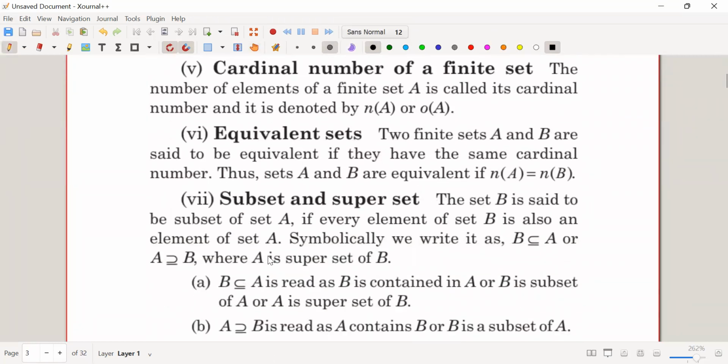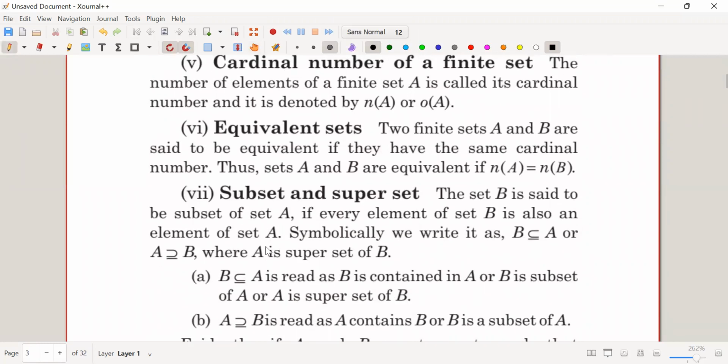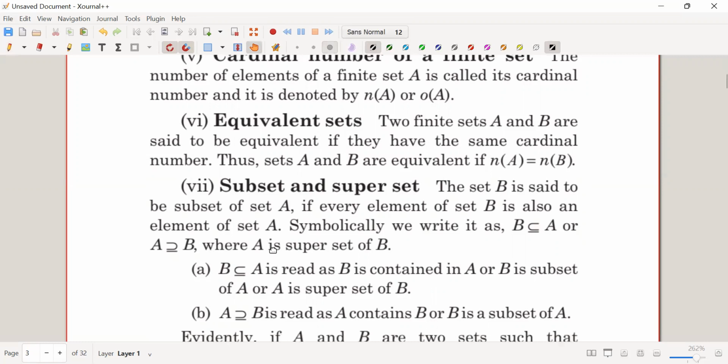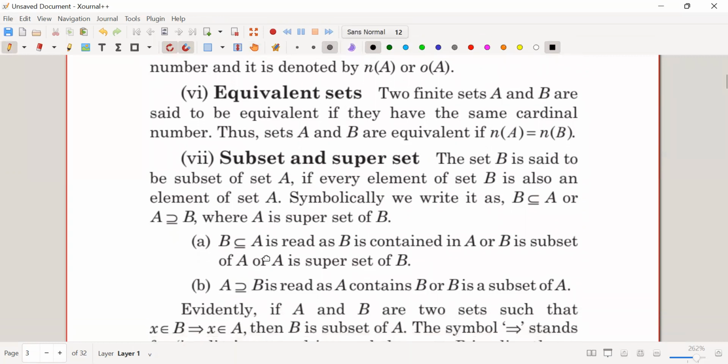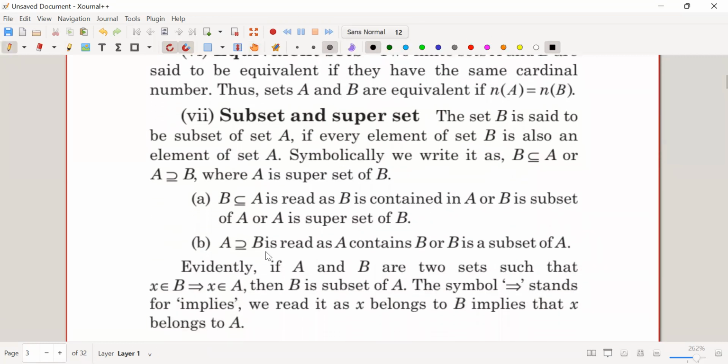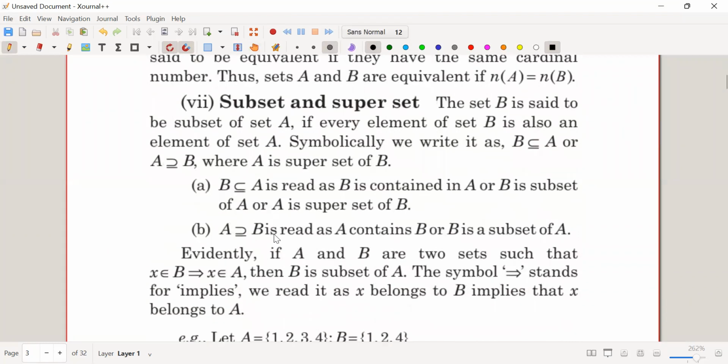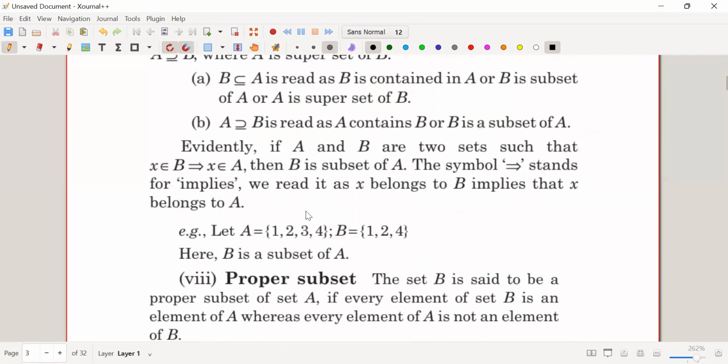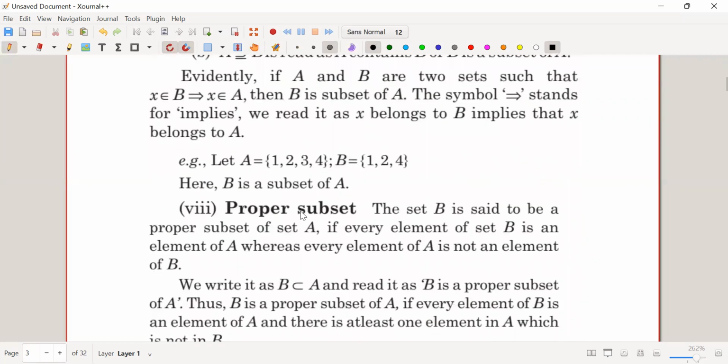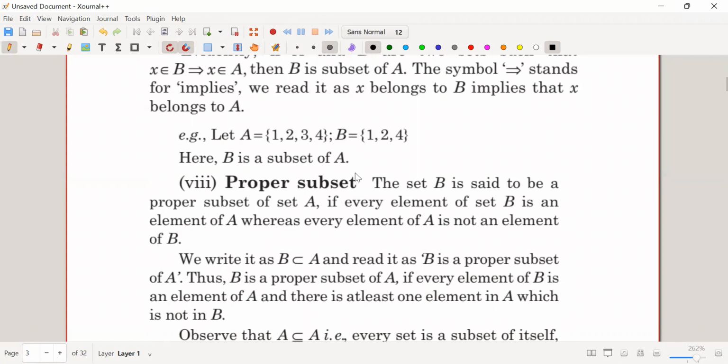Subset and superset. What are subset and superset? If set A contains the elements of B, then B is a subset of A. Then A is called the superset. What is the power set then? The set of all subsets of a set is called the power set.